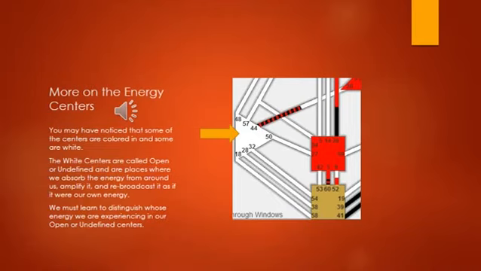You may have noticed that some of the centers in the body graph are colored in and some are white. The white centers are open or undefined and are places where we absorb the energy from around us, amplify it, and rebroadcast it as if it were our own energy. It is through these open or undefined centers that we are meant to be wise about whose energy we are actually expressing. Is it our own and authentic to us, or is it somebody else's and something that we've picked up from our environment?